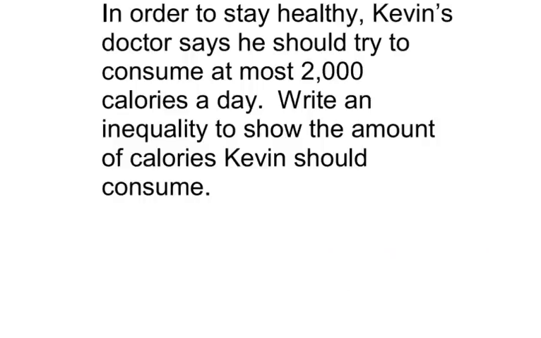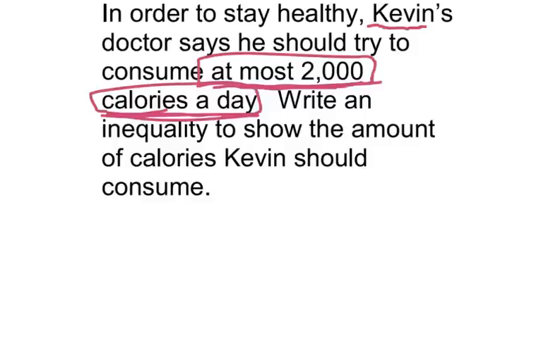In order to stay healthy, Kevin's doctor says he should try to consume at most 2,000 calories a day. Okay, so what does that mean? It says at most 2,000 calories a day. Well, that means they want Kevin to have 2,000 calories or less, right? They don't want him to have 2,000 calories or more, 2,000 calories or less. It says write an inequality to show the amount of calories Kevin should consume.